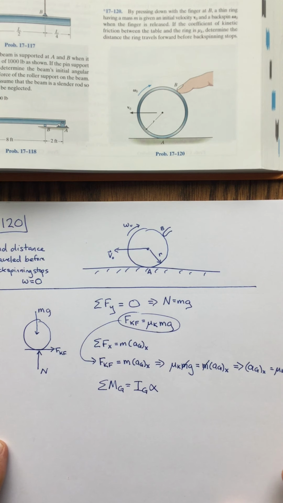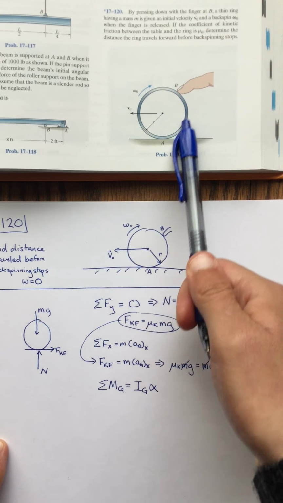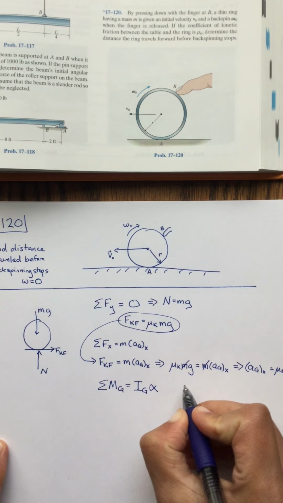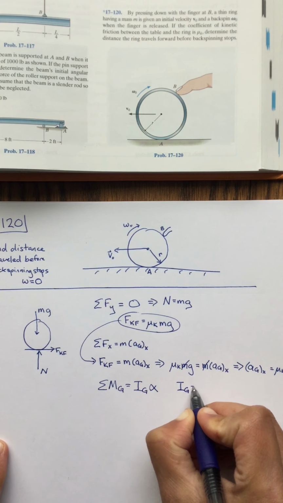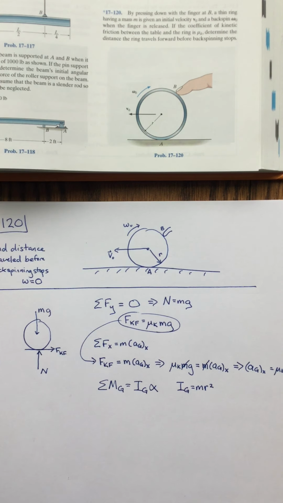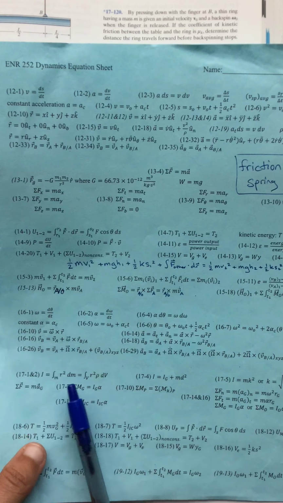This is a thin ring. You can look up the moment of inertia in the back of your textbook. Because all of the mass is at the same distance from the mass center, the moment of inertia for the thin ring is just m r squared. So that would be an easy one to calculate using the formula that we have here for the moment of inertia.